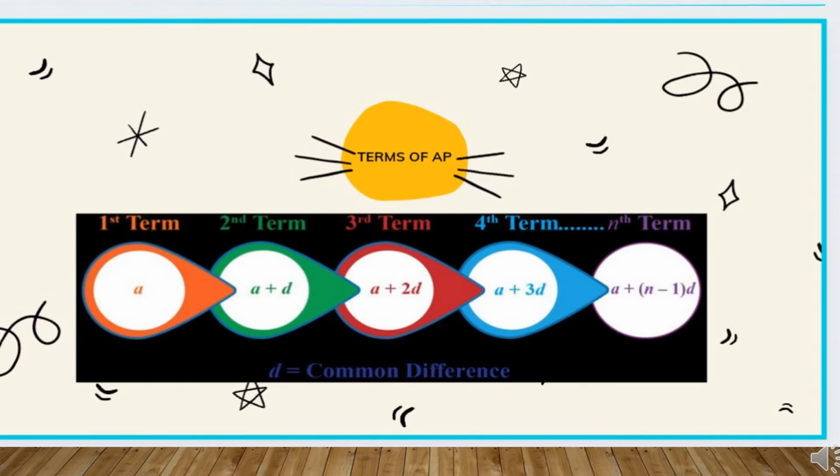Terms of an AP. The first term of an AP is represented by a, then by adding d to the first term, the second term is a plus d. Then again adding d to the second term, the third term is a plus 2d. Proceeding in the same way, the nth term of an AP is a plus (n minus 1) into d. It is the formula to find any term of an AP.